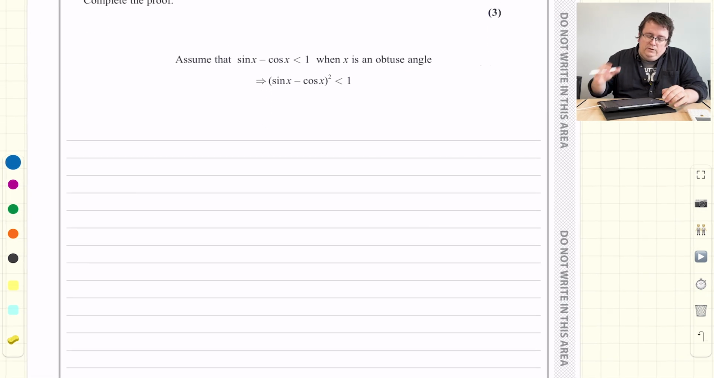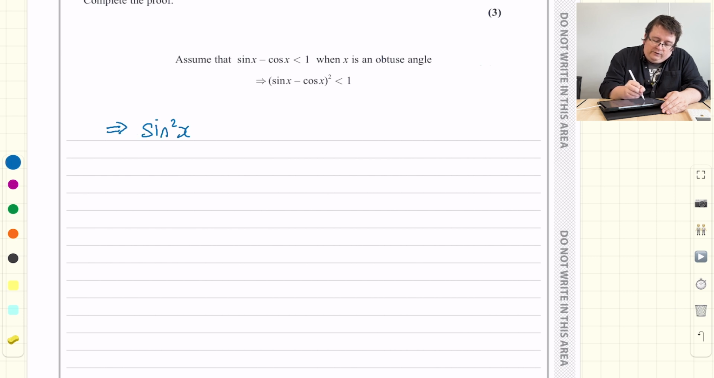Okay. So, my first instinct, any time I see sine x take away cosine x, or two trig functions like that added or subtracted, I immediately think harmonic form, and to write it in our sine x take away alpha, but I don't think I need to. I think probably it wants me to expand the brackets out, so I reckon I'm going to go that route. So sine squared x take away 2 sine x cosine x plus cosine squared is less than 1.